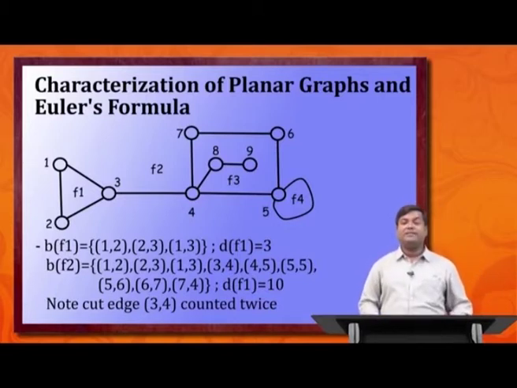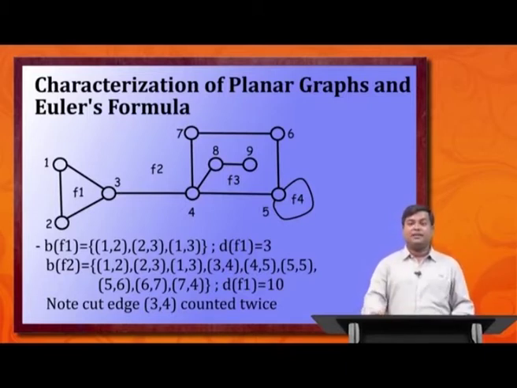So we can define the degree of f1 the other way also, as we said. If we start visiting the entire boundary, starting from 1, we first go 1 to 2, 2 to 3 and 3 to 1. So the degree is 3 in that definition also. So this is degree.